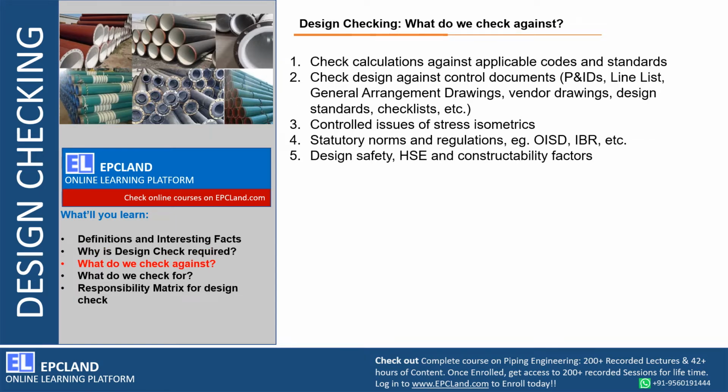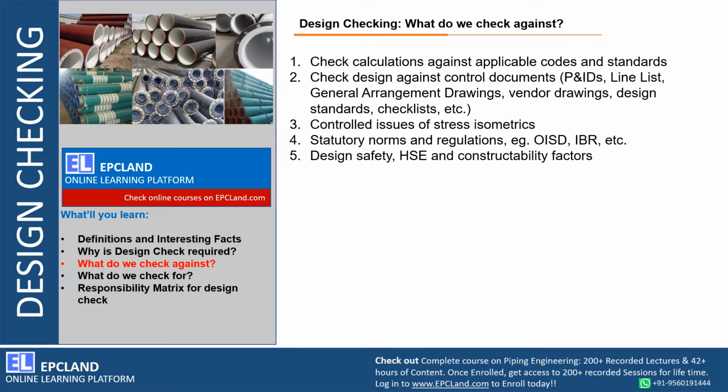Now let us see, whatever checking we do, against what we can check it. There are a few things which we need to use as a reference so that we can compare and ensure that all the requirements are met. So first of all, the applicable codes and standards. We need to understand what the clauses and requirements are. We have to fulfill that. We have to check against these requirements.